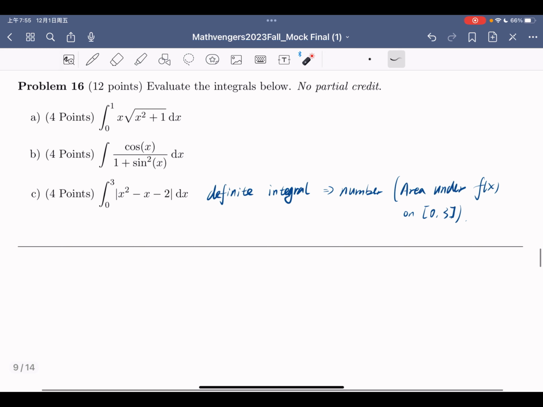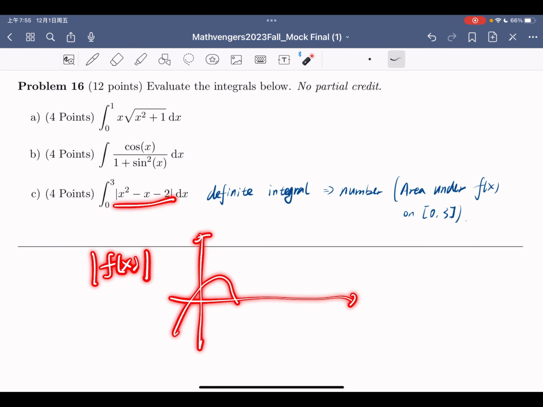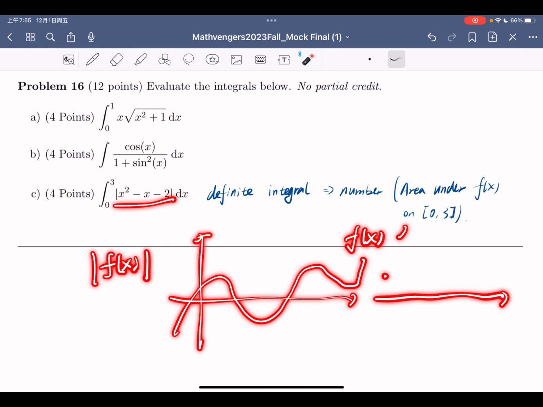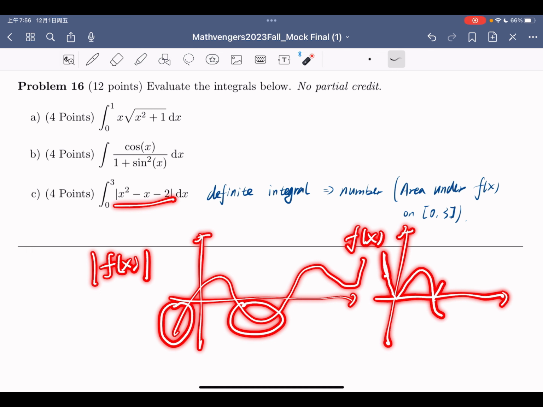But you can see here we have an absolute value. Okay, so for absolute value, which means if we have a function f(x), we add absolute value. The graph, for instance, if f(x) is like this, and if we add absolute value, all the parts below the x-axis will become symmetric to the x-axis, which means all the parts of the function will become positive. Okay.